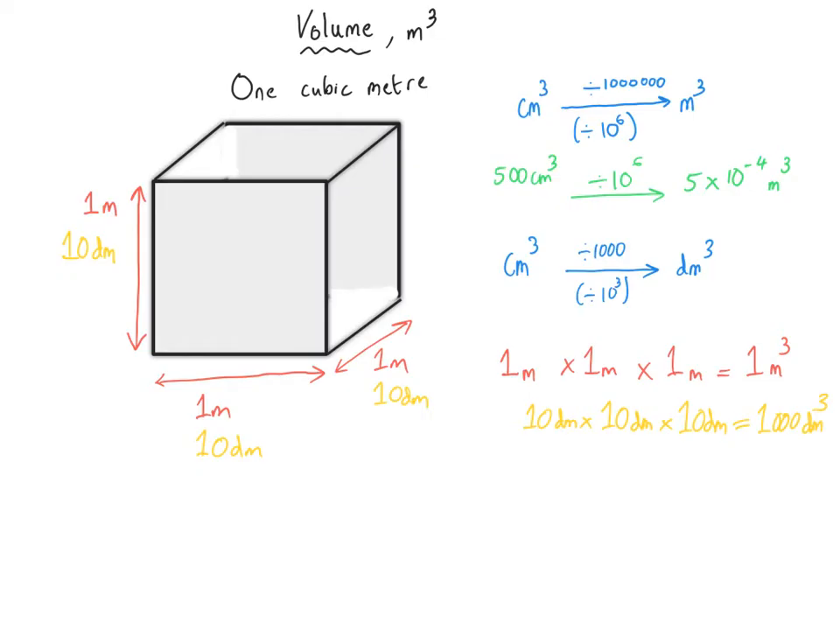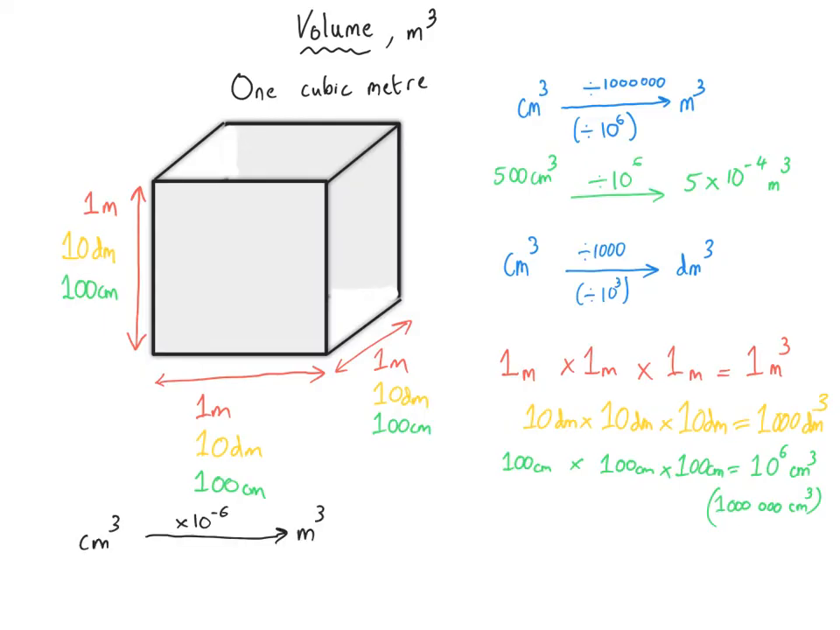So 1 cubic metre is 1000 cubic decimetres. But we also know that 1 metre is 100 centimetres. So this dimension could also be referred to as 100 centimetres, and this one 100 centimetres, and this one 100 centimetres as well. So the volume in cubic centimetres is 100 times 100 times 100, so a million. And that's the origin of these conversions. cm cubed to metres cubed, we multiply by 10 to the minus 6, or divide by a million. dm cubed into metres cubed, we divide by 1000, and it's the opposite going the other way. So those are the really important conversions to remember.